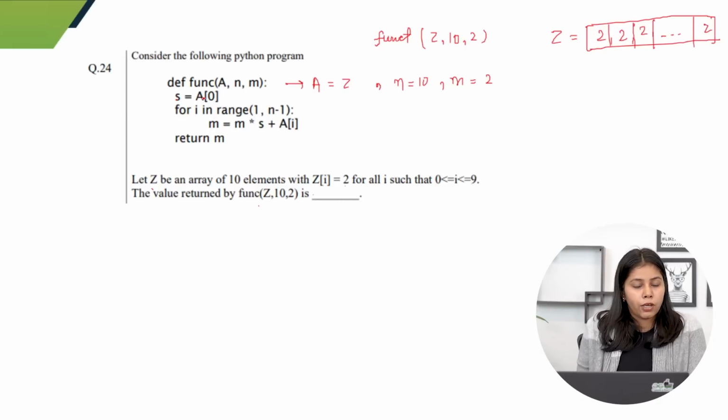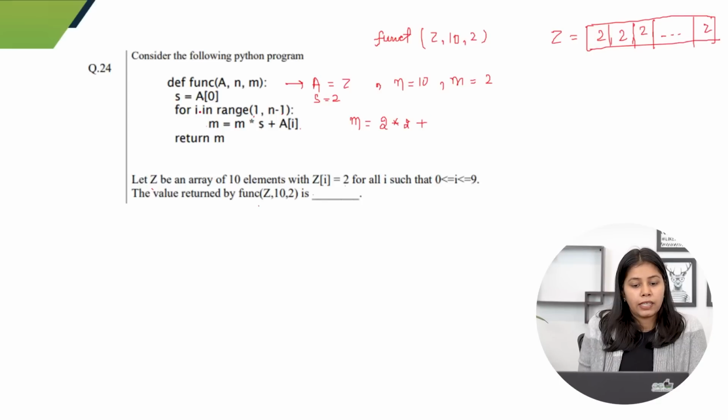Now S is A of 0, that means S is Z of 0, so S would be 2. Now there is a loop which moves from 1 to n minus 1. In Python, I would take values from 1 to n minus 2, and we have to apply the loop where M is equal to M star S plus A of I. That means M would become M star S, where M is given as 2, S is 2, and plus A of I.